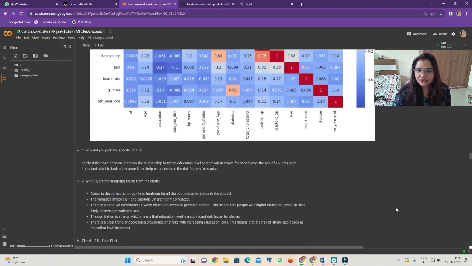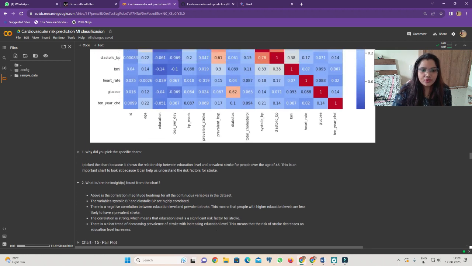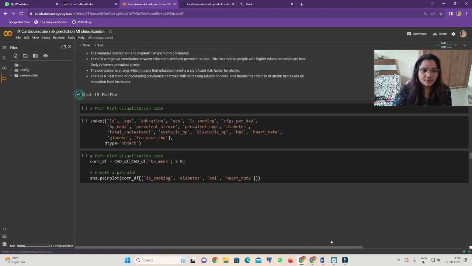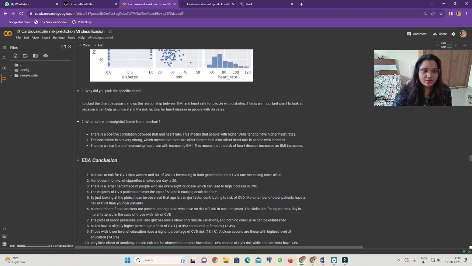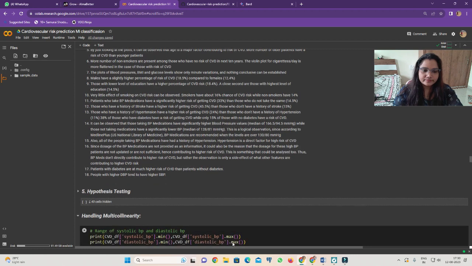In the correlation heat map we can see the magnitude heat map for all the continuous variables in the dataset. The variables systolic BP and diastolic BP are highly correlated. And in the pair plot we can see that there is a positive correlation between BMI and heart rate. This means that people with higher BMI tend to have higher heart rates.